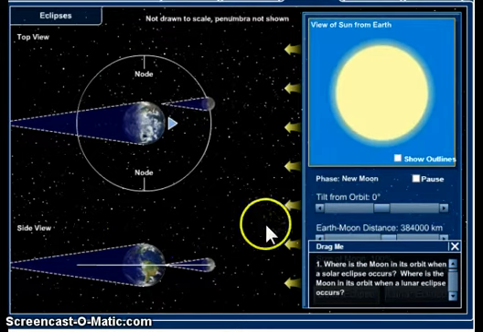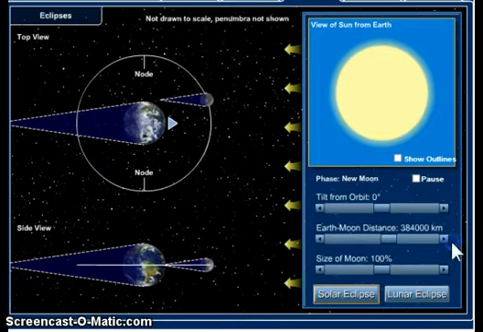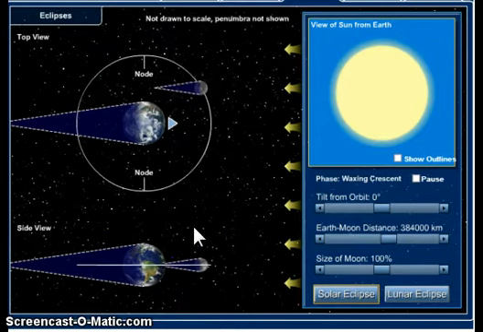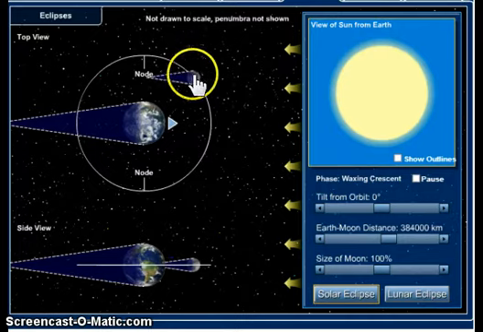Now, the very last question we have to ask you is, we do have full moon and new moon pretty much every single month, so why don't we have lunar and solar eclipses every month? Well, the answer to that question is the tilt of the moon's orbit.